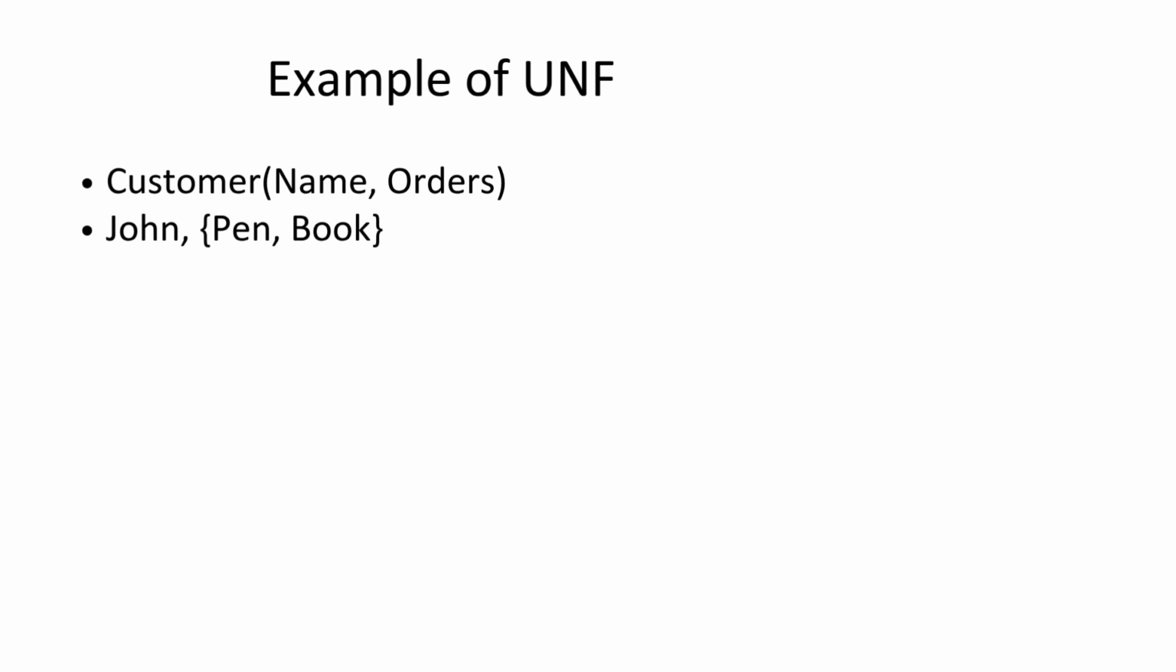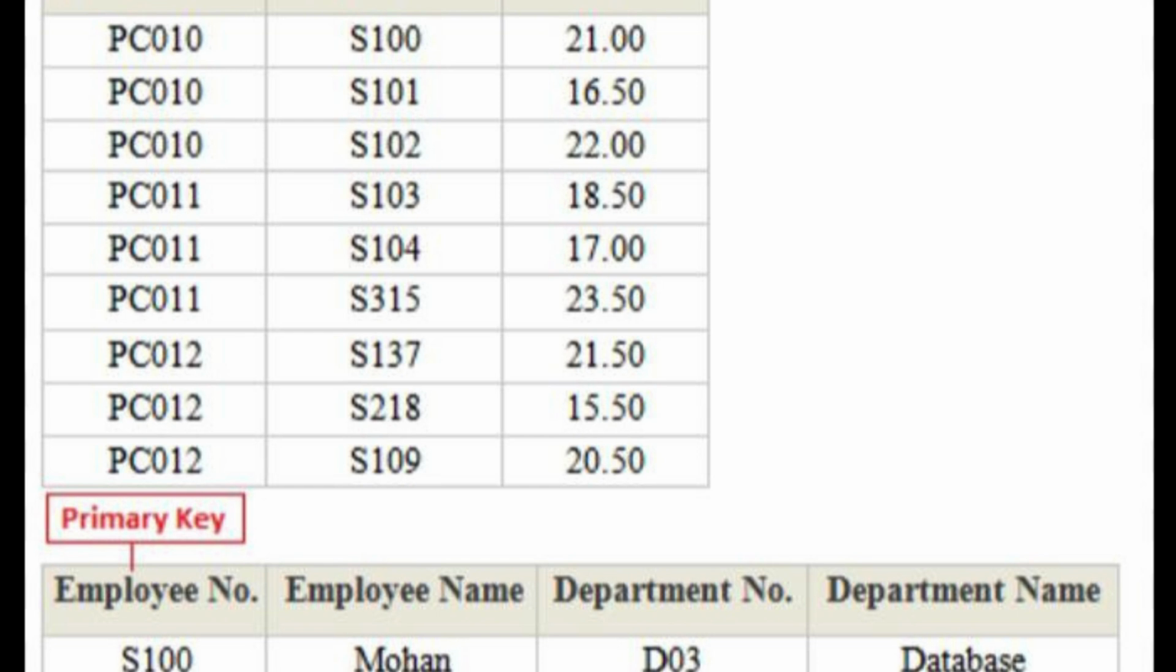Example of UNF. Consider a table Customer (name, order) with entries like John, (pen, book). This is unnormalized because the orders column has multiple values. It violates the basic rule of atomicity. Each field must hold a single value.